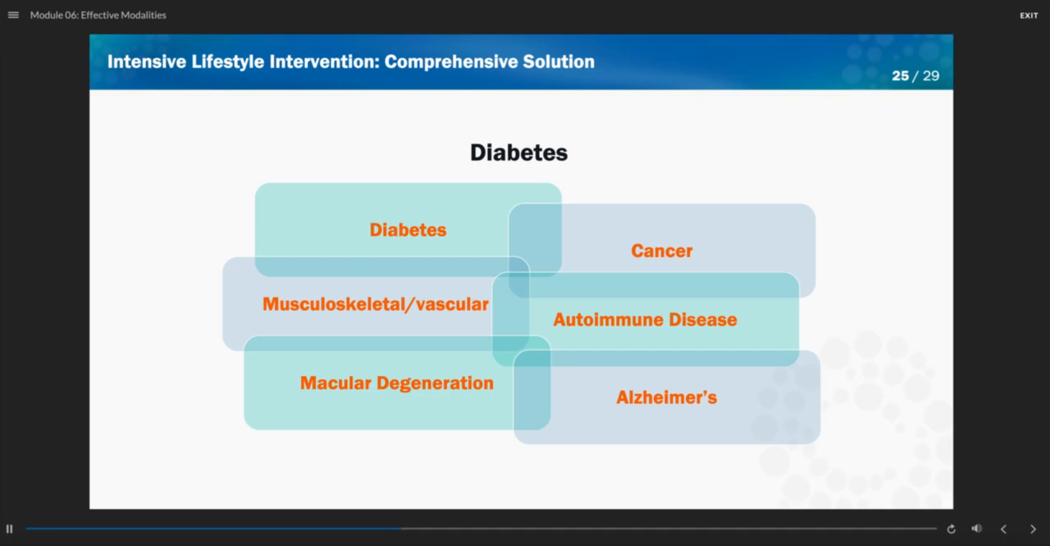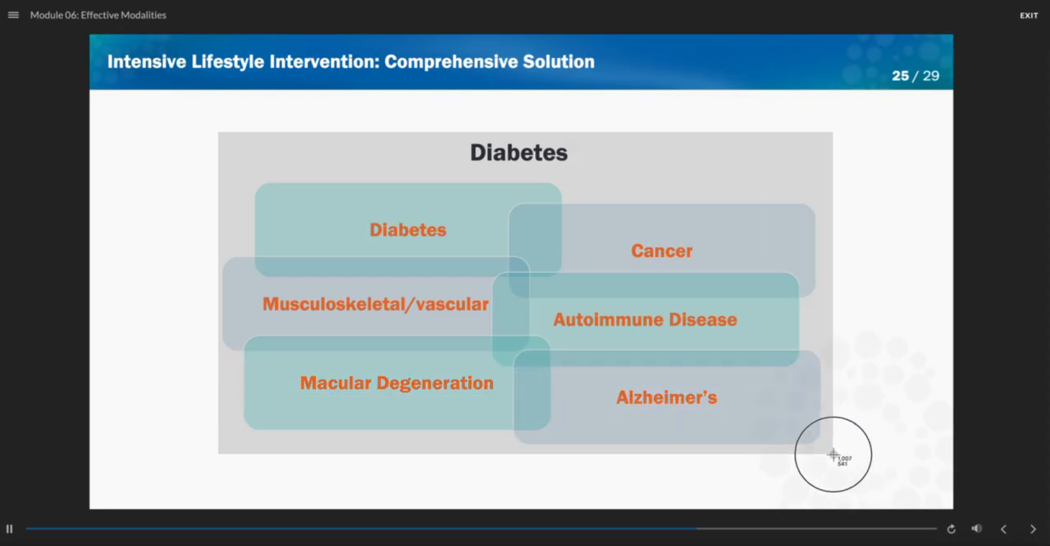We also see that the application of that lifestyle intervention reduces the risk of cancer, is the same treatment for those living with autoimmune diseases, and can improve or send into remission autoimmune diseases. Because dementia and Alzheimer's are vascular diseases, the same lifestyle intervention has benefits for those. Macular degeneration, musculoskeletal system, and heart disease all improve with the same intensive lifestyle intervention.